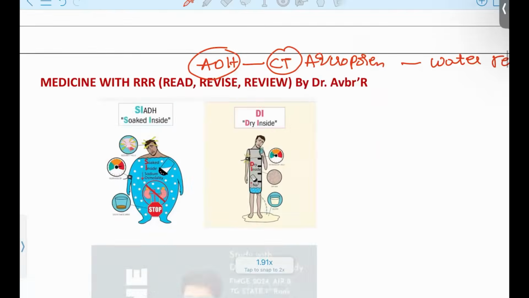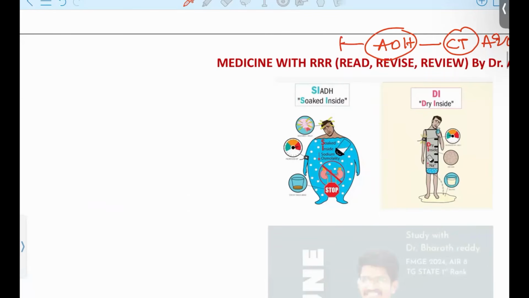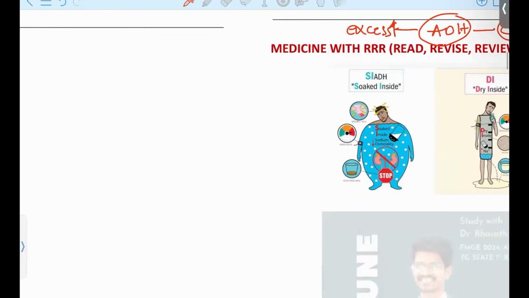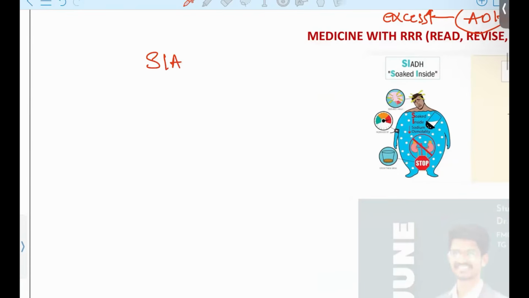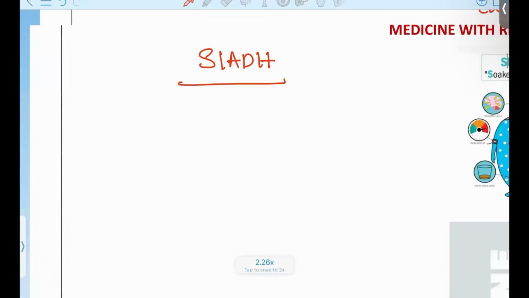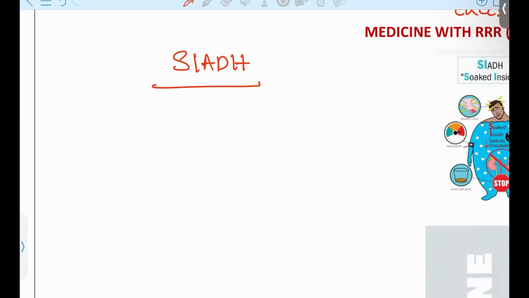So when I say ADH is in excess, okay, ADH will be in excess in the body. That disease is known as SIADH. SIADH means syndrome of inappropriate ADH present in the patient. The most common cause is the paraneoplastic syndrome associated with lung cancer in the patient.